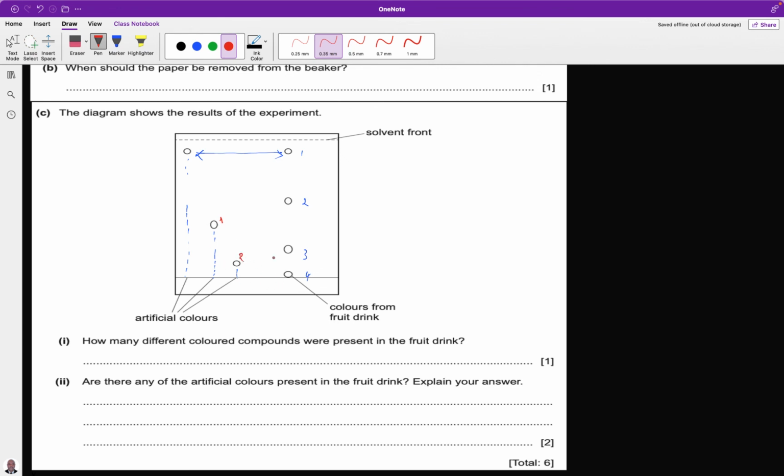So there are two different colored compounds that were present in the fruit drink, because this one is already there, as identified by the chromatography paper. So there are only two. We say there are two different colored compounds present in the fruit drink here. So two artificial colors. So C1, how many different colored compounds were present in the fruit drink? We have two.